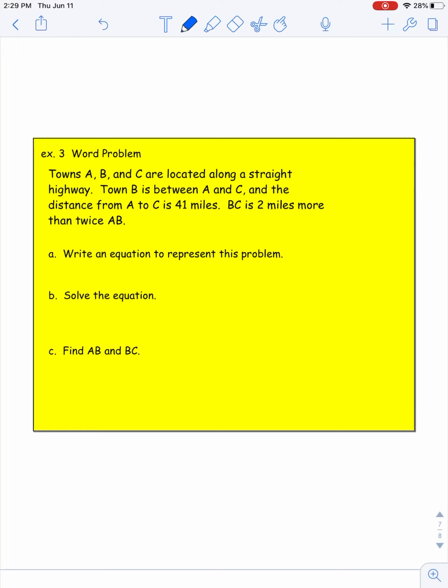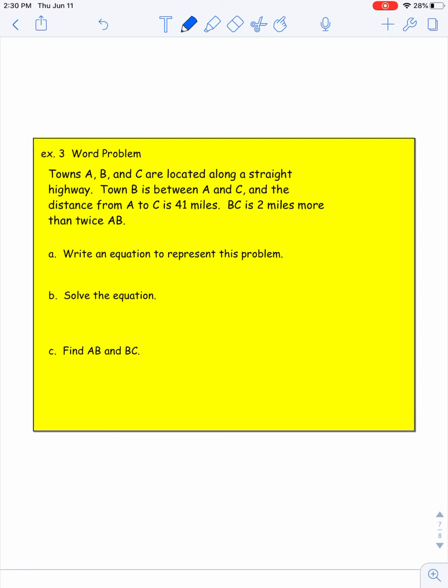And then, of course, we like to have word problems so that you apply the information to a new situation. So this particular problem says towns A, B, and C are located along a straight highway. Town B is between A and C, and the distance from A to C is 41 miles. BC is 2 miles more than twice AB. All right, so you have a lot of information here.